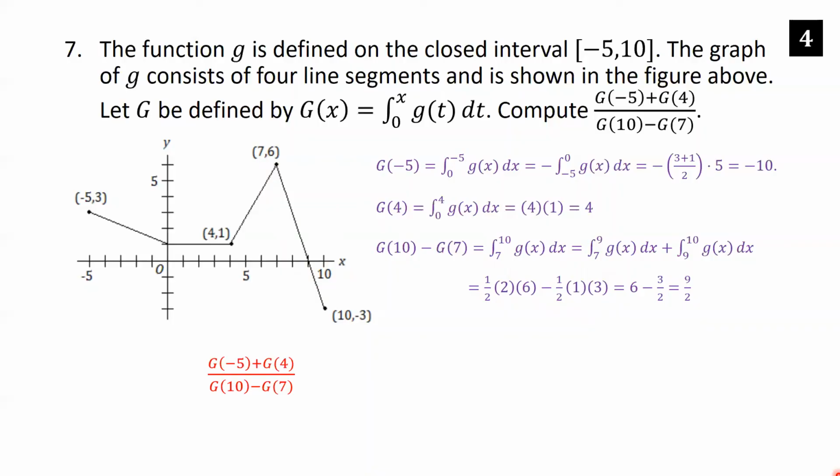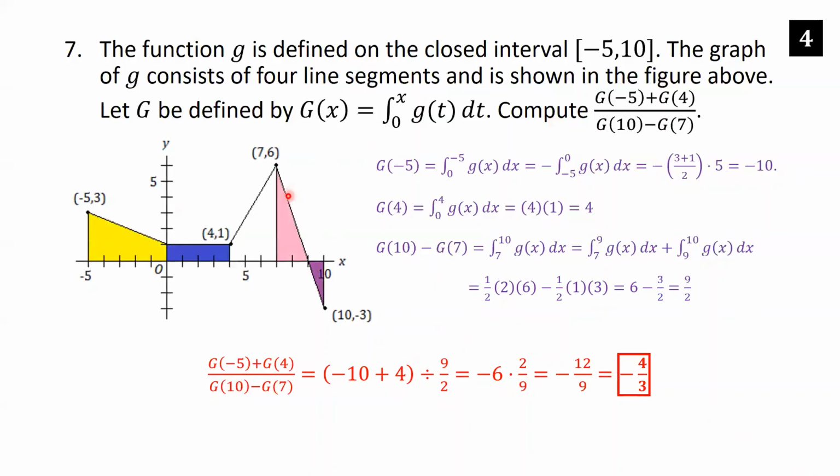All right, so we're ready to do this computation, just plugging in. Capital G of -5 is -10. g of 4 is 4. So we get -10 plus 4, and then we have to divide that by what we just found, which is 9 halves. -10 plus 4 is -6. We flip this and multiply to get 2/9. So that's -12 over 9, which reduces to -4/3. Okay. Just want to quickly look at the regions that we took the areas of over here. This was for G of -5, this one was for g of 4, and these two together were for G of 10 minus G of 7.